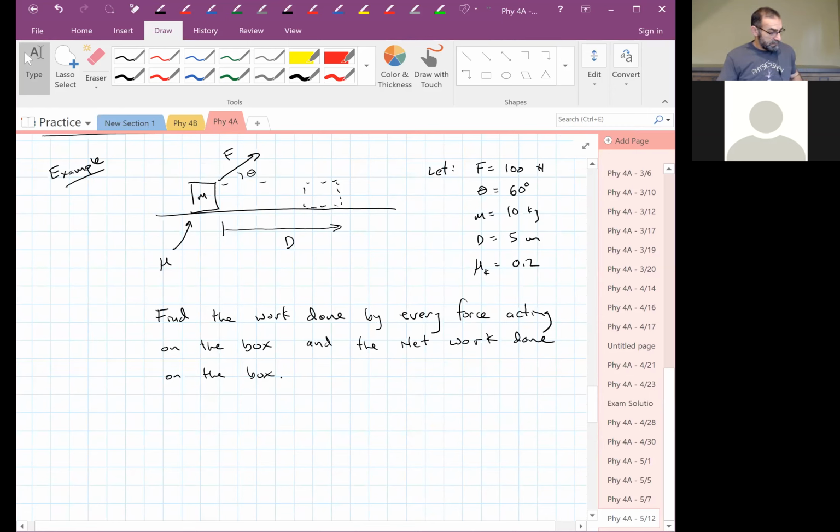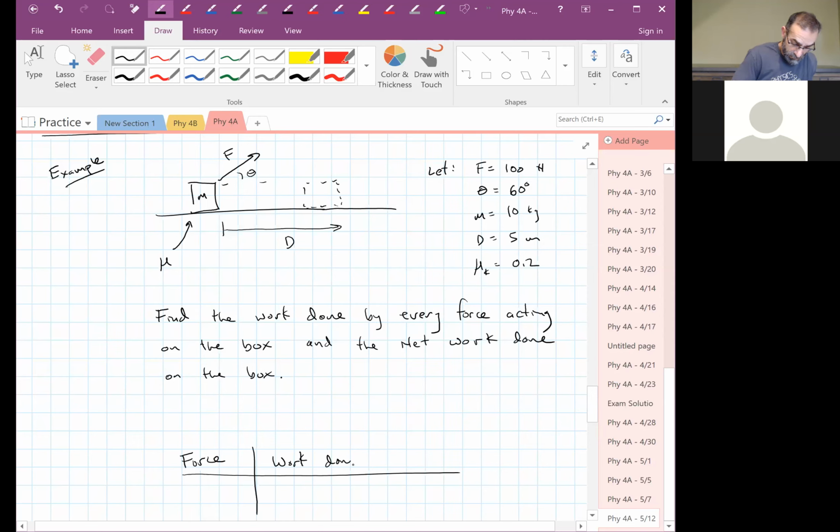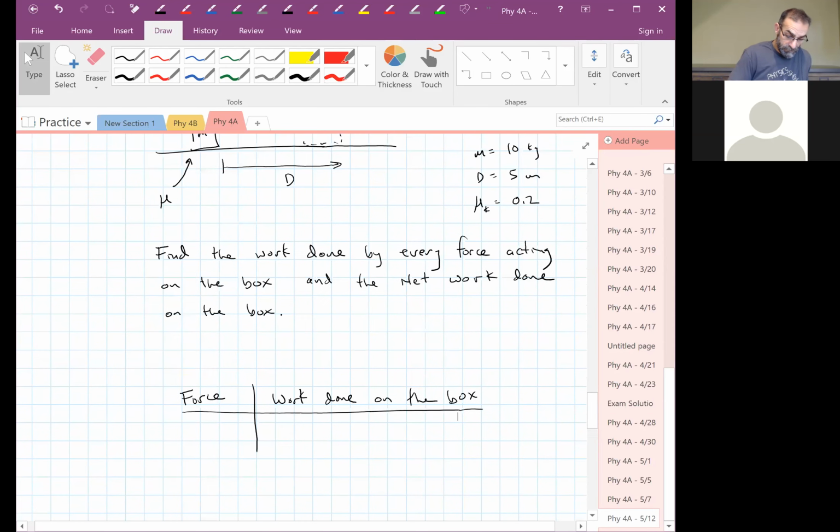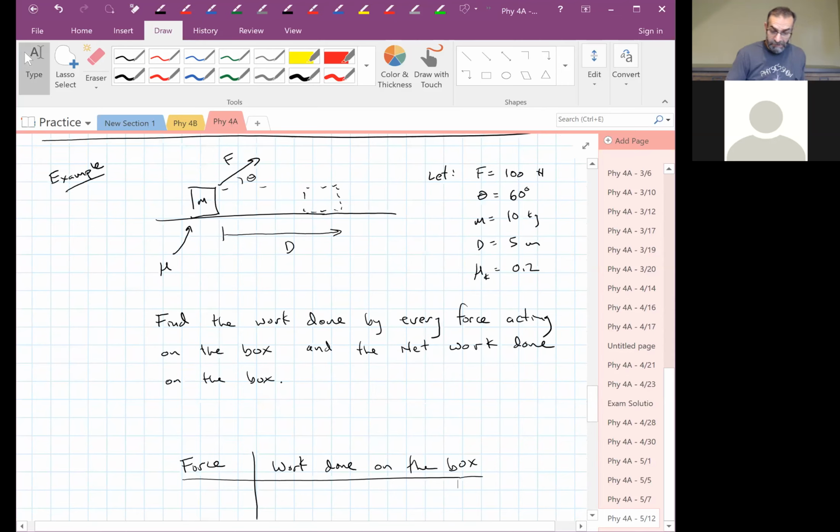Okay, good. So what we're going to do, you're going to draw a free body diagram first for this box. And then we're going to make a little table here of every force acting on the box, and the work done by that force on the box. So first, free body diagram.